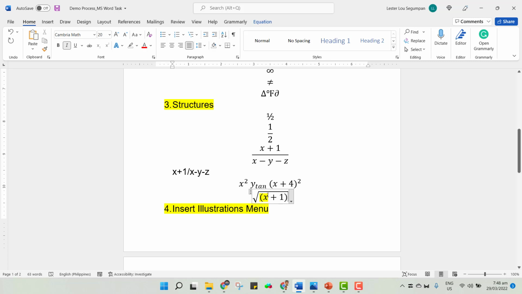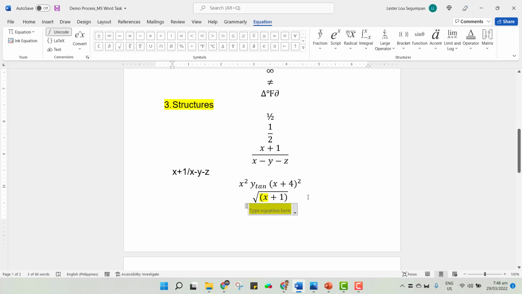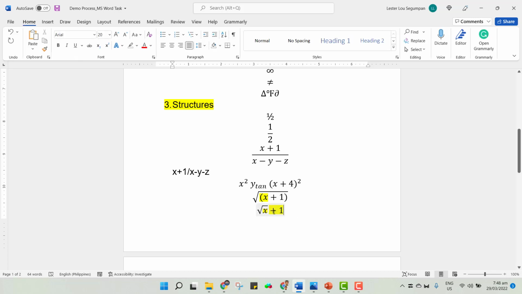But there are, again, some issues, just like what I did earlier. I would like the radical to be x plus 1. I use here square root and then x plus 1. This is now different because the addition of 1 is actually placed outside and it did not achieve what I intended.